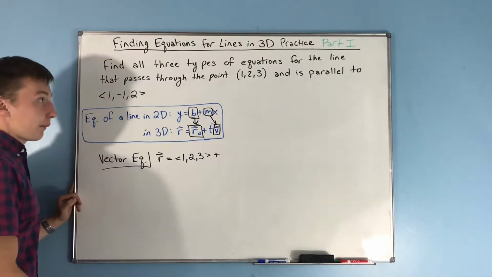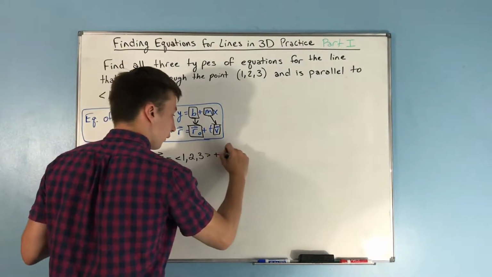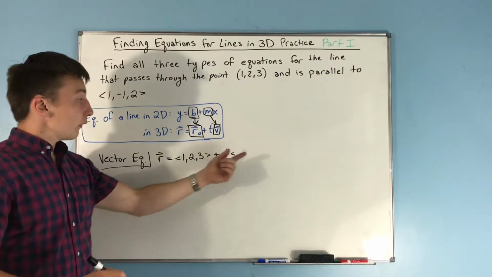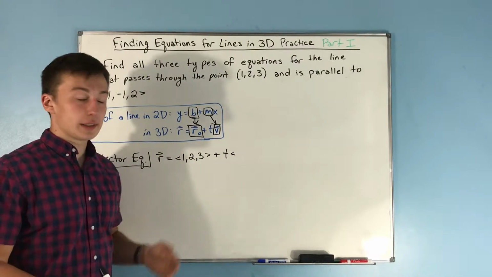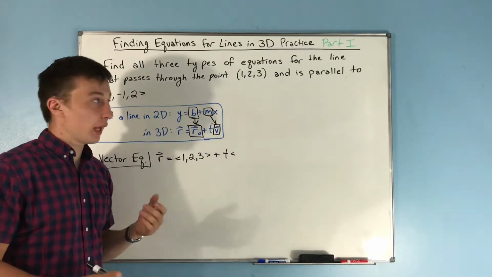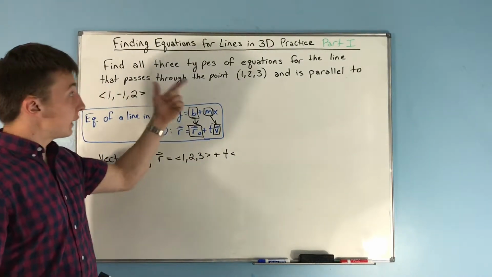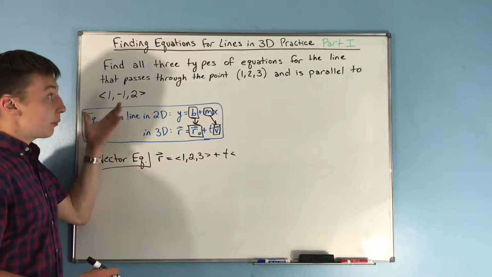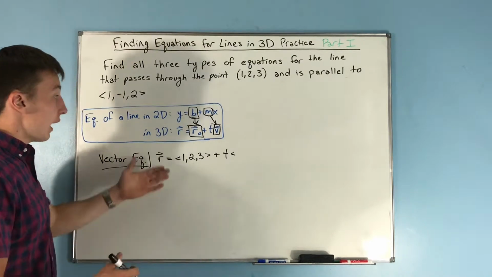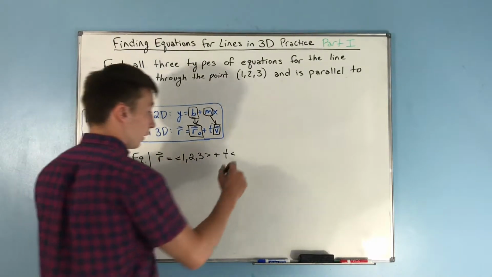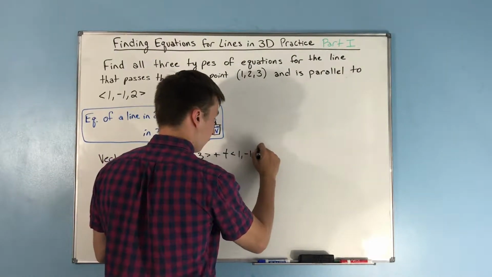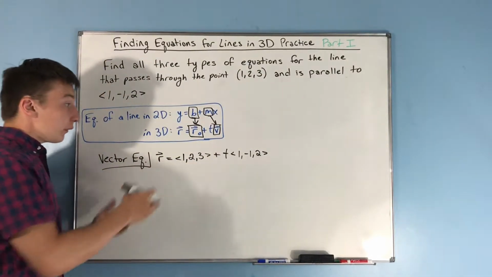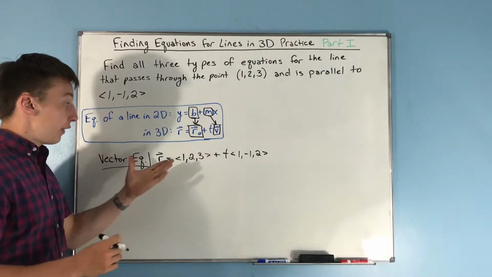And this is going to be plus the parameter t times vector v, which is going to be that direction. It's kind of like our slope in 2 dimensions. If this line is parallel to this vector, then the vector is going in the same direction, so there you have direction, and that vector is <1, -1, 2>. And right there you have the vector equation of this line.